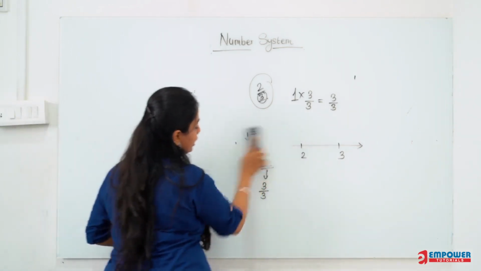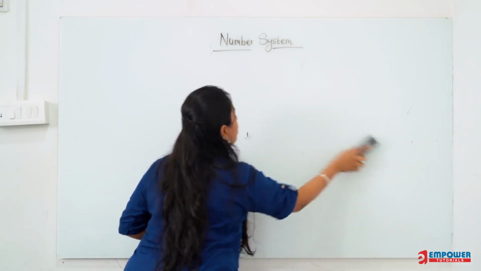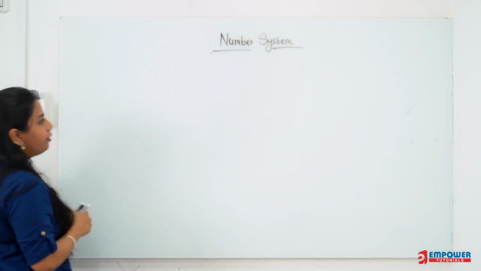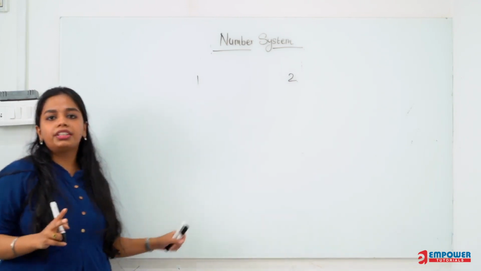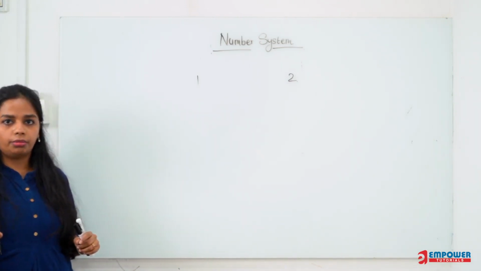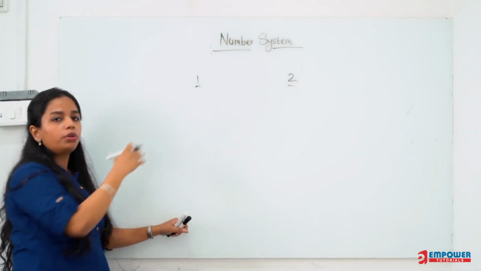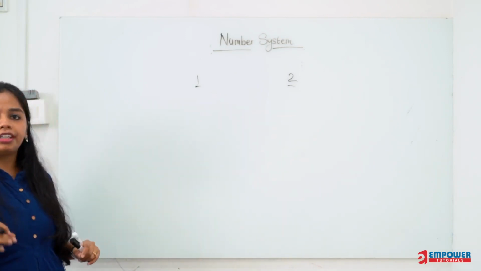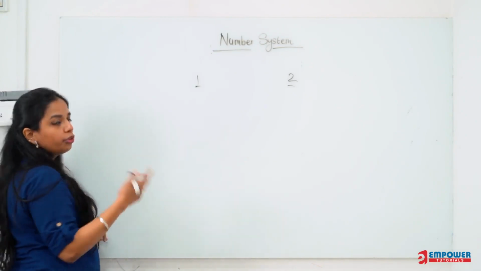Now we will see how to find rational numbers between two rational numbers. So let's suppose I have two rational numbers, let's say 1 and 2. There are two methods by which you can find the rational numbers between any two rational numbers. Let's suppose we have 1 and 2 and I need to find 3 rational numbers between these two numbers. So how will you find them?